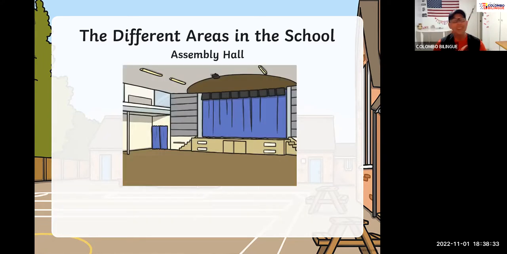Okay, very good. Assembly hall. This is a very interesting place. Many times we go here because there is a meeting where everybody needs to be told important information that the school needs to tell us. Sometimes you can also go and take pictures when it's your graduation. Sometimes the assembly hall is also used for that event, and people say goodbye to school at the prom. That is the assembly hall.